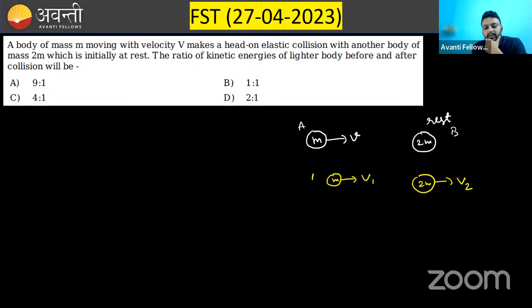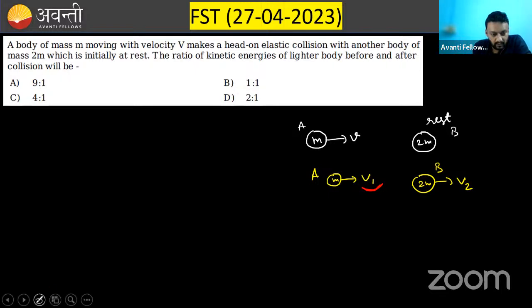So they are asking the ratio of kinetic energy of lighter body before and after collision. That means if we can calculate this V1, then we can know the kinetic energy of the body after collision. And before collision, we know that it is half mv square. So our main focus is to calculate V1. Can you decide the focus? What you want to calculate actually? The question, what does it want you to calculate?